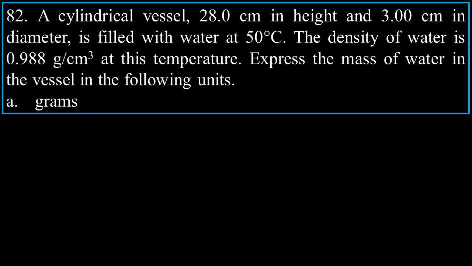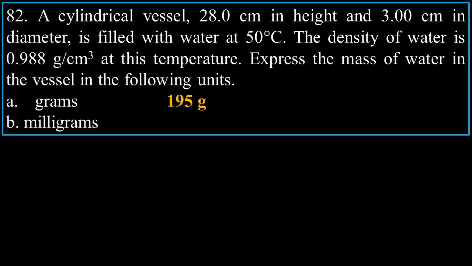Now I've got to express that in various ways. For instance, grams. It'll be 195 grams, because that mathematical equation, pi r squared h times density, 0.988, would be 195 grams, or 195,000 milligrams, because you simply move the decimal point over 3 places to the right. Each gram is 1,000 milligrams, so it'll be 1.95 times 10 to the 5th milligrams.